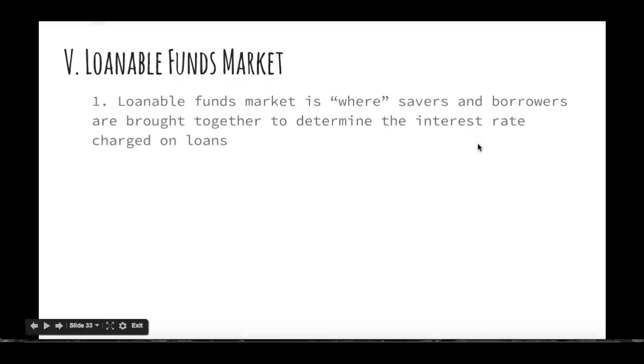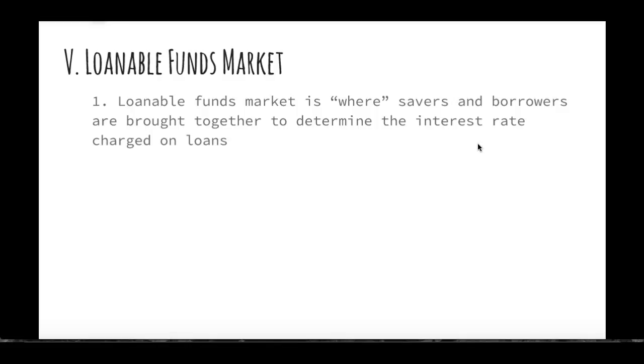Now, in the case of the loanable funds market, we are actually looking at the market for "where" savers and borrowers go to be able to get loans. Keep in mind that savers are the ones supplying the money. Borrowers are the ones demanding the money. I put "where" in quotation marks because it's not a physical location, but the idea that savers and borrowers come together to determine what interest rate should be charged for those loans.